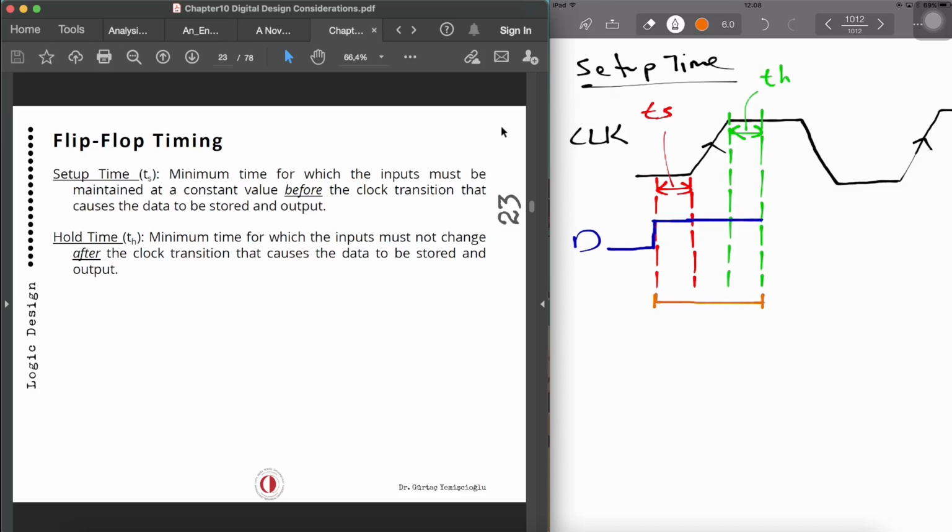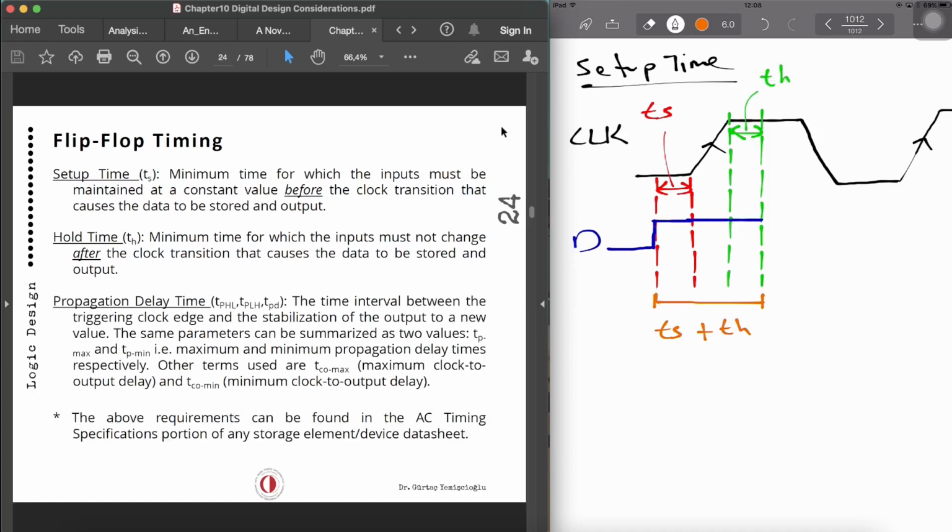Okay, so this is one of the important timings that we need to consider: during T setup plus T hold, your data input must not toggle. It's not allowed to toggle, and it has to toggle either before the setup time or after the hold time.